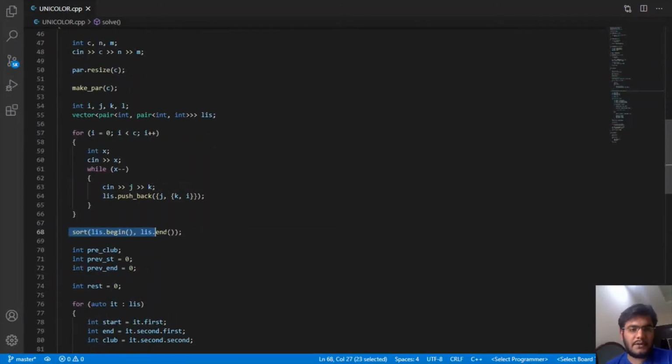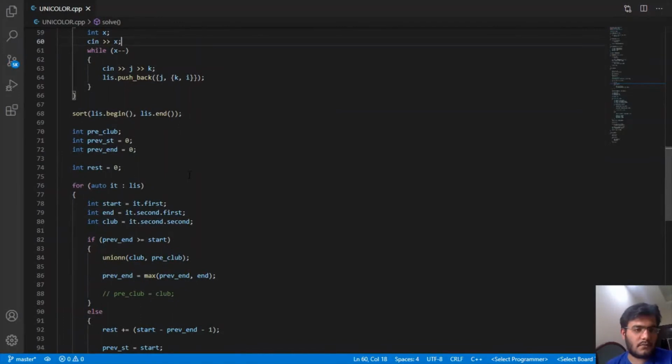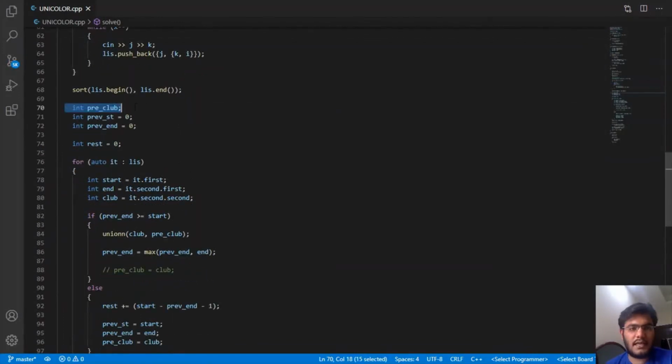We will sort this particular list so that we have this particular j, which is the starting point of the interval, in increasing order only. Now we will initialize the elements previous club, previous start and previous end, which represent the interval which we have covered till this point. As all of the numbers of the students start from 1, we have initialized this with 0.